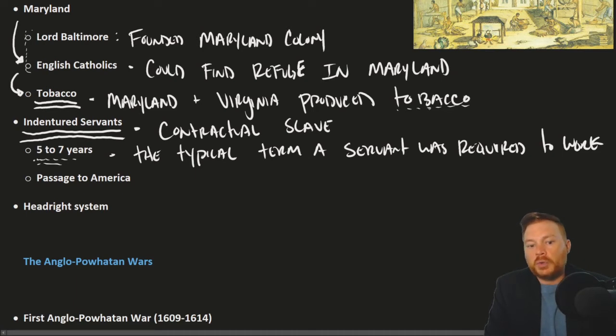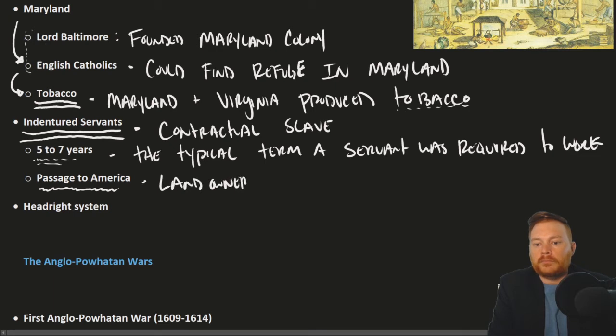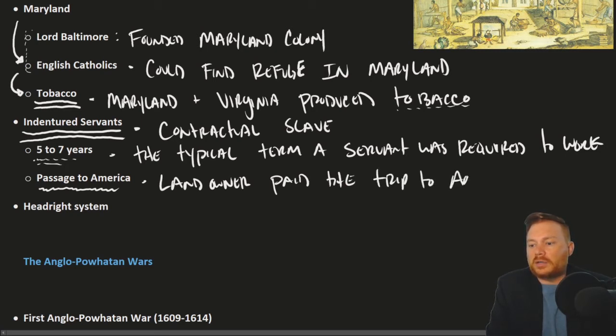In return, what the servant received was the passage to America. So the landowner paid the trip to America. All right, so that was the exchange. Essentially, what did it cost to get a ticket to the New World? Well, it cost 5 to 7 years of your life working on the tobacco plantations.